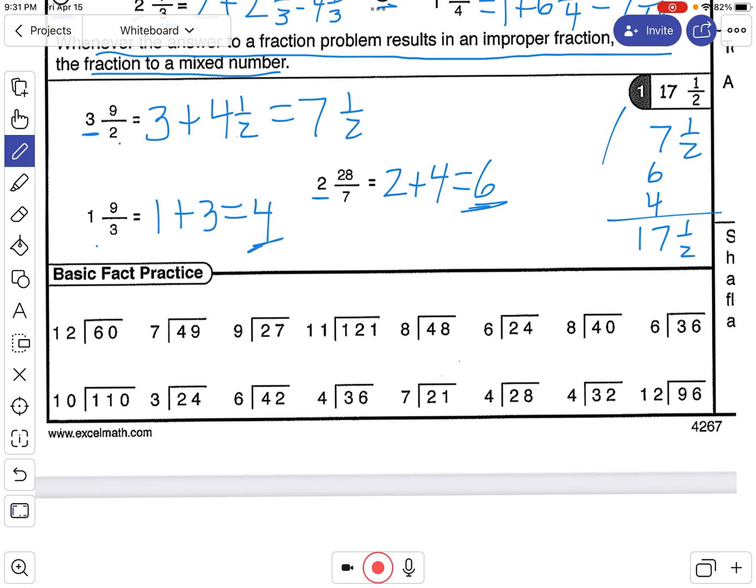Here we go. So you should have already done all these. 12 times 5 is 60. 7 times 7 is 49. 9 times 3 is 27. 11 times 11 is 121. 8 times 6 is 48. 6 times 4 is 24. 8 times 5 is 40. 6 times 6 is 36. Next line. 10 times 11 is 110. 3 times 8 is 24. 6 times 7 is 42. 4 times 9 is 36. 7 times 3 is 21. 4 times 7 is 28. 8 times 4 is 32. And 12 times 8 is 96.